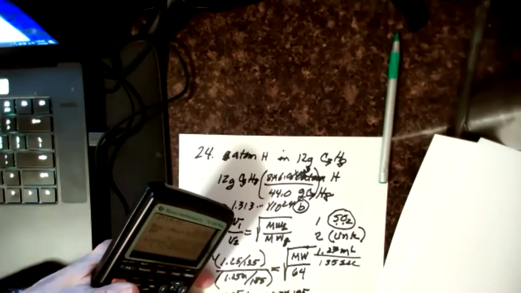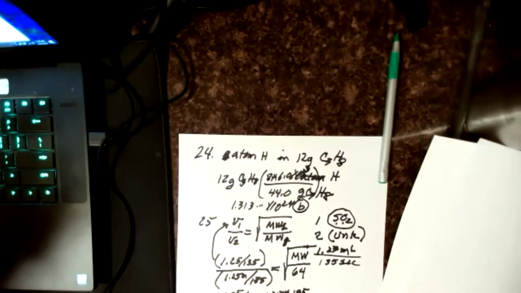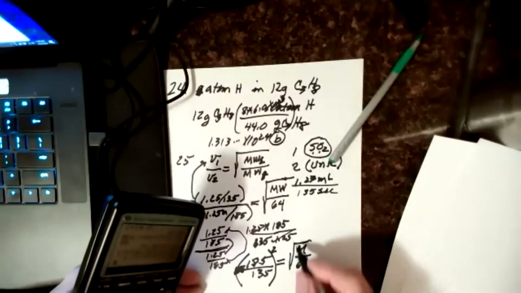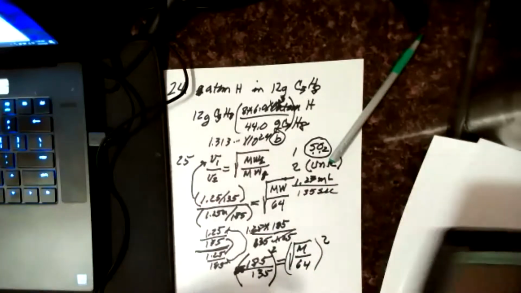So what I'm going to do now is get rid of that radical sign by squaring them. Oh, you need to see my thing. Oh, you're seeing it. Okay. And I'm going to square both sides. Can you move your paper up? I'm sorry.